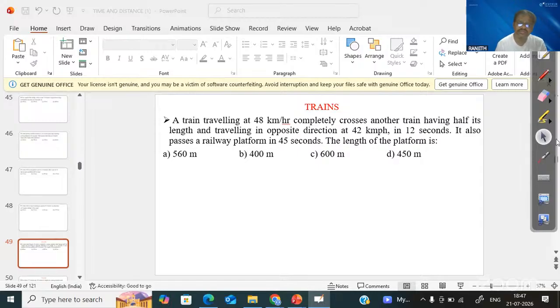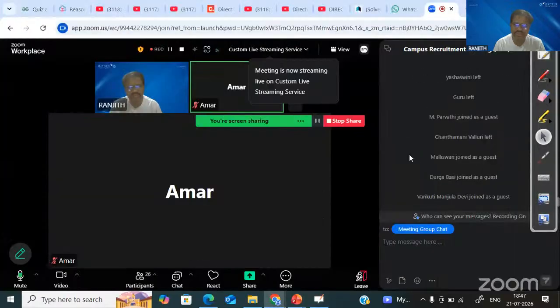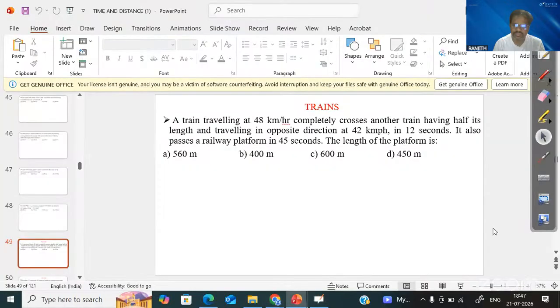So a train traveling at 48 kilometers per hour completely crosses another train half of its length, traveling in the opposite direction at 42 kilometers per hour, in 12 seconds. So distance equals speed into time.